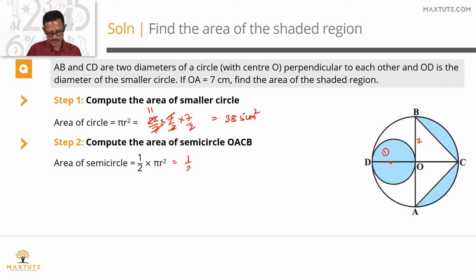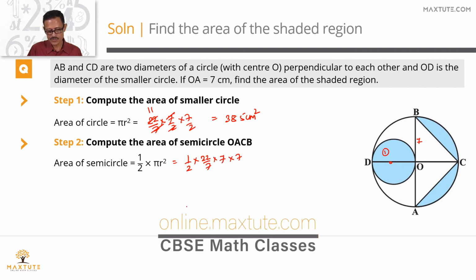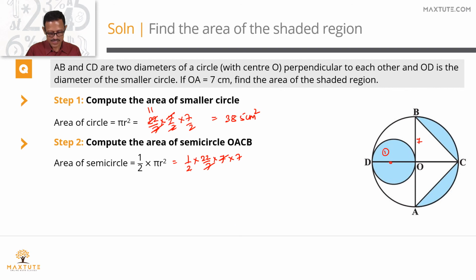So that is equal to half into pi, which is 22 by 7, into r square, which is 7 times 7. 7 gets cancelled with the 7. 22 gets cancelled with this 2 to leave us with 11. So area of the semicircle is equal to 77 centimeters square. This is 77 centimeters square.